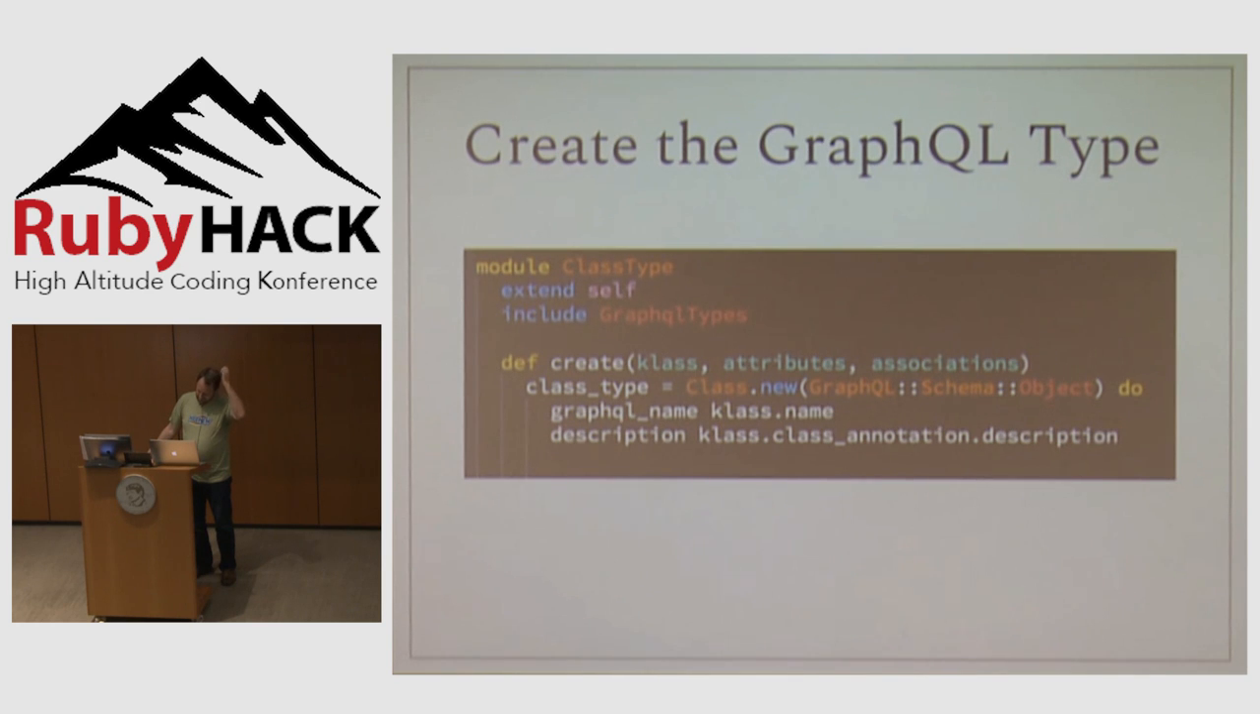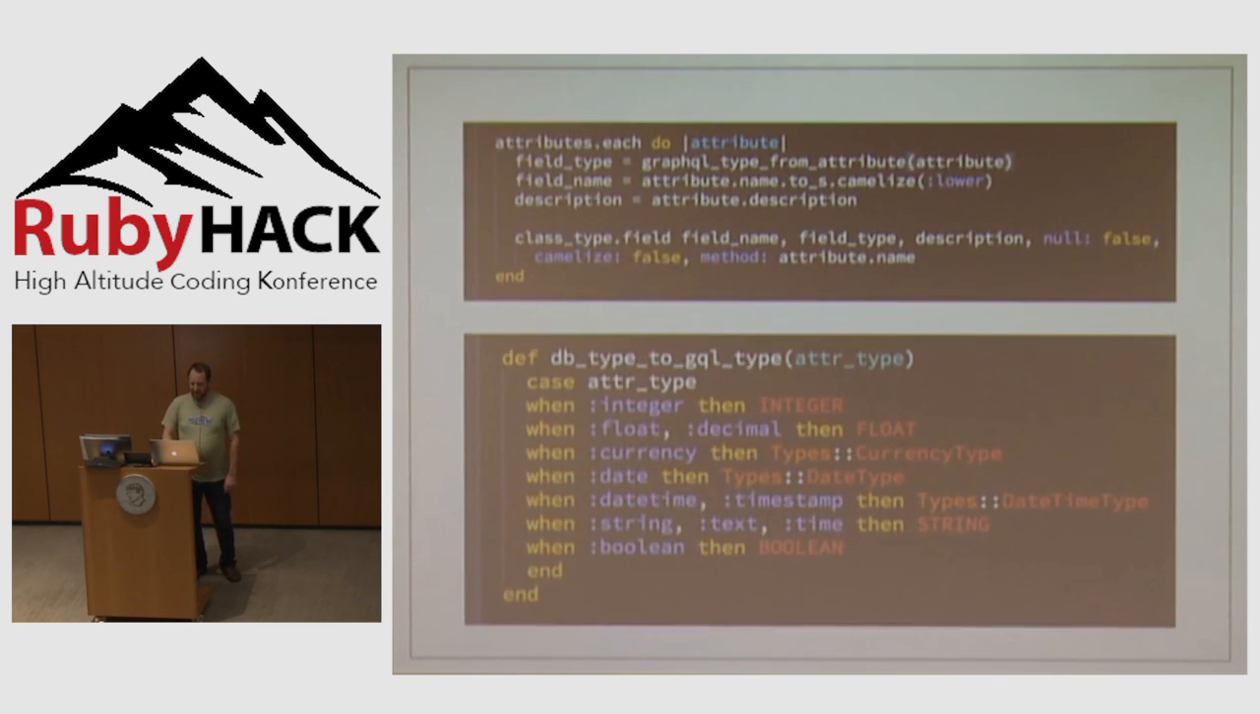And so then I just create a module that takes the class, the attributes, and the associations, and it's going to create a GraphQL type for me. Pretty straightforward. I have a class type. GraphQL name is just the same as the class name. The description is the same as whatever I've annotated it to be. I just loop through all the attributes first. The field type, this is actually a different file, but Active Record only has a fixed set of all the different types that you can get, and I just map those to whatever GraphQL type I want. And so that's the type. The field name is just the attribute name, and then I camelize it to make it more JavaScript-y. And the description is just whatever I annotated it with. And so I can just go through and say that class type I created earlier has a field, and the field has a field name, field type, and so on, and done, right? All the attributes that my model had, now my GraphQL type has.